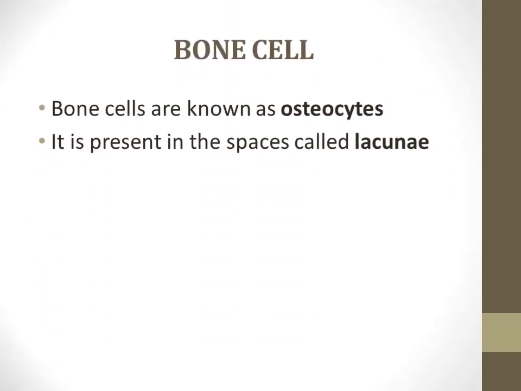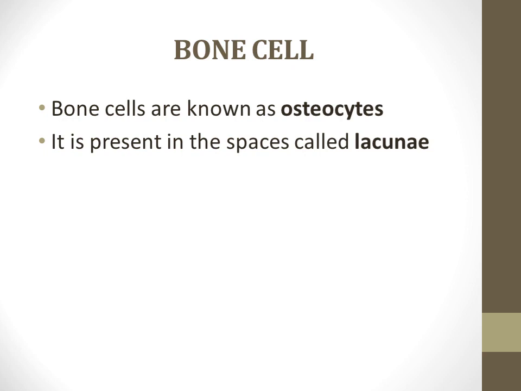Bone cells. So as we said, cartilage tissue is made up of the cells known as chondrocytes. The same here, the bone is also made up of the cells known as osteocytes. So bone is made up of the cells known as osteocytes. So that is one question that will be asked: differentiate chondrocytes as well as osteocytes.